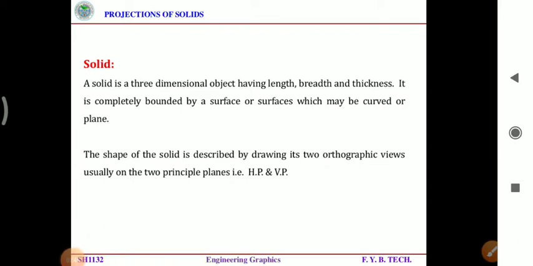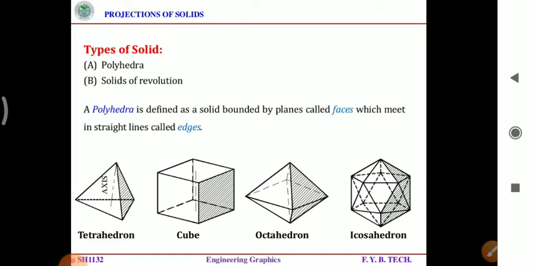Now see here, what is a solid? A solid is a three-dimensional object having length, breadth and thickness. It is completely bounded by surface or surfaces which may be curved or plane. The shape of the solid is described by drawing its two orthographic views, usually on the two principal planes, that is the HP and VP.